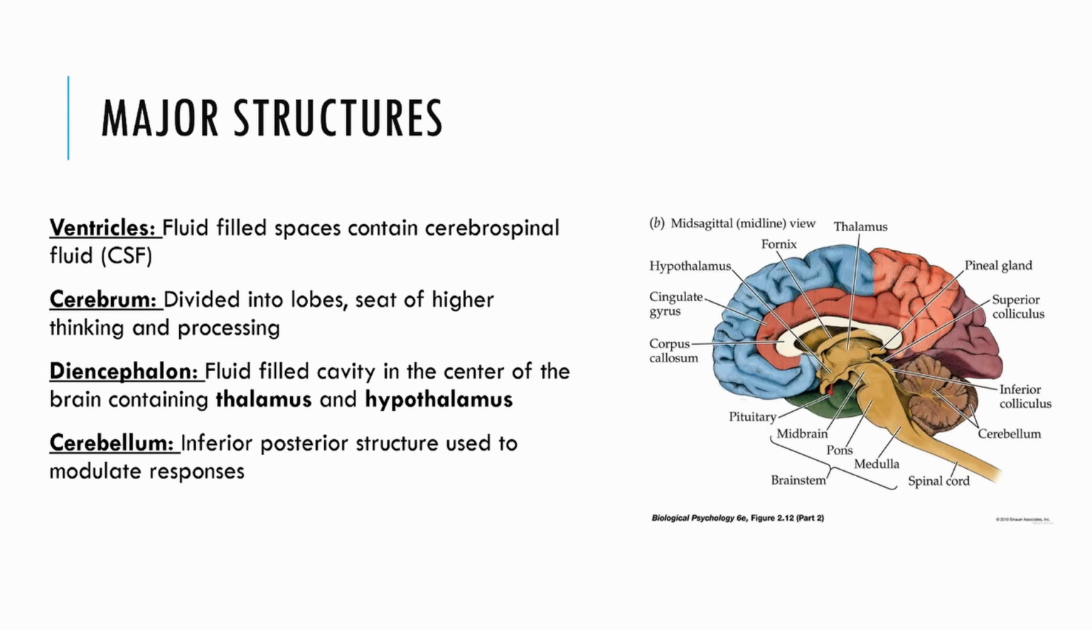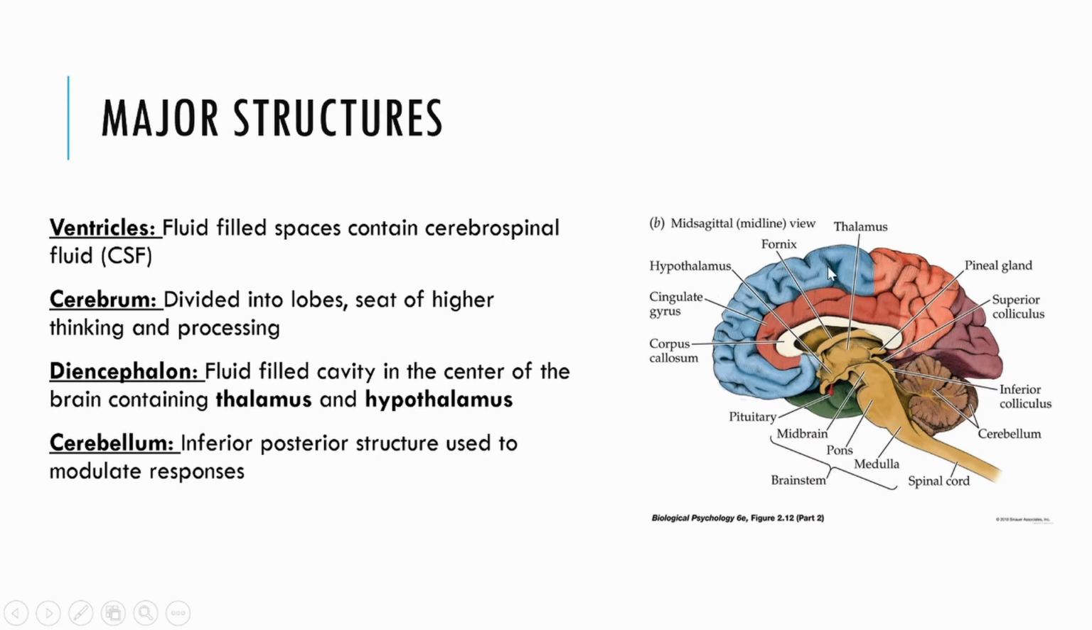So we can break it down into 4 to 5 groups: the ventricles, the cerebrum, the diencephalon, and the cerebellum. One that I don't have written down on here is the brainstem, which you should also be familiar with. Let's go into each of these. The ventricles, which you can't really see here, are open spaces that are filled with cerebrospinal fluid. The cerebrum is probably what you think of when you think of a brain, the wrinkled bits.